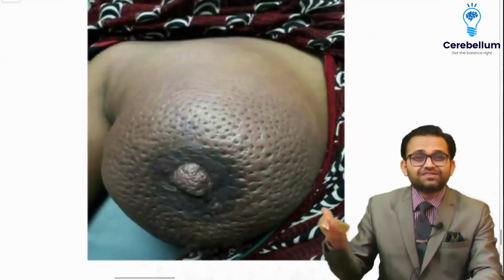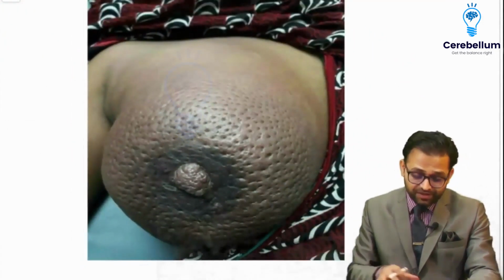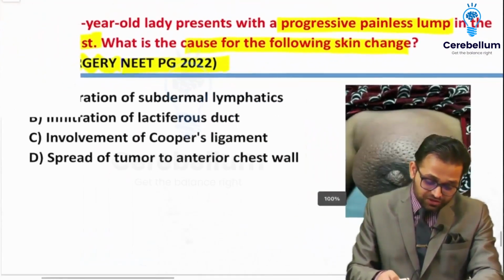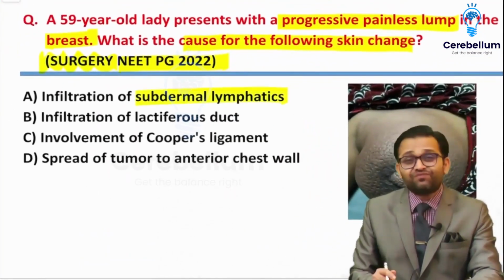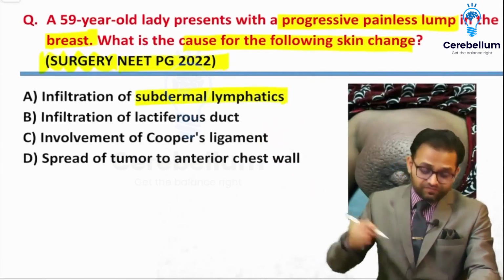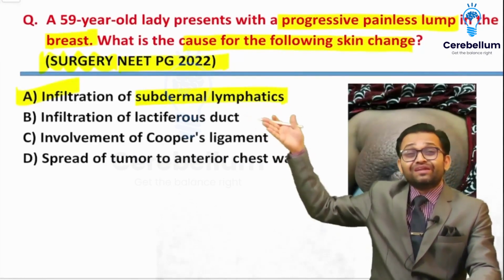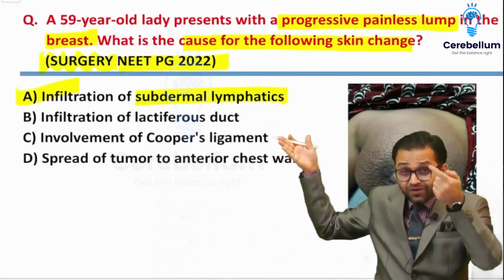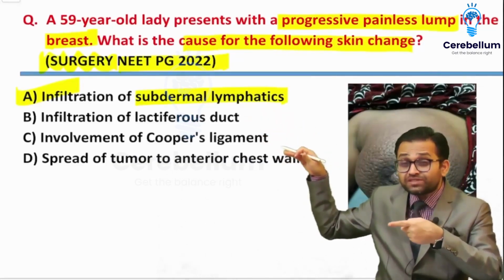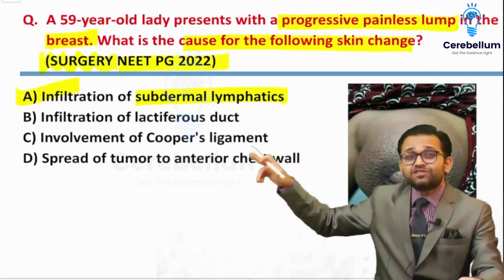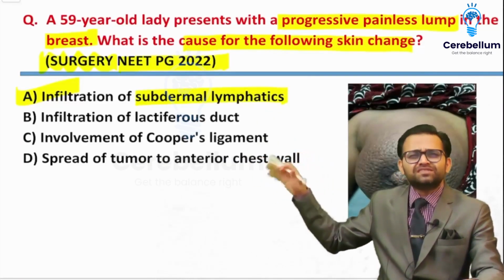So can you see, sir, this is nothing but the peau d'orange appearance. Yes. So it is due to the subdermal lymphatics. Yes, infiltration of the lactiferous duct. So it will lead to lactiferous duct inversion of the nipple, involvement of the Cooper's ligament, dimpling of the skin, spread of the tumor to the anterior chest wall. Yes, this is the metastasis.